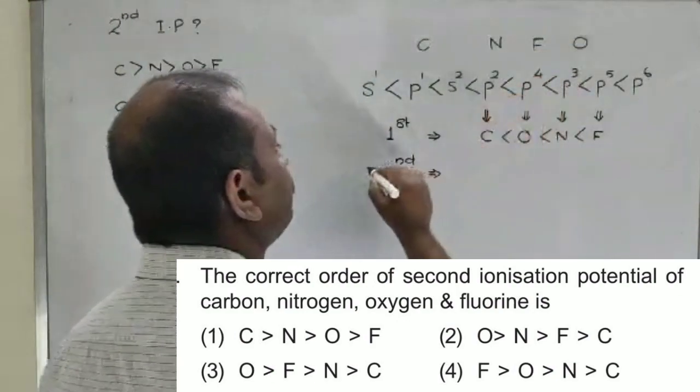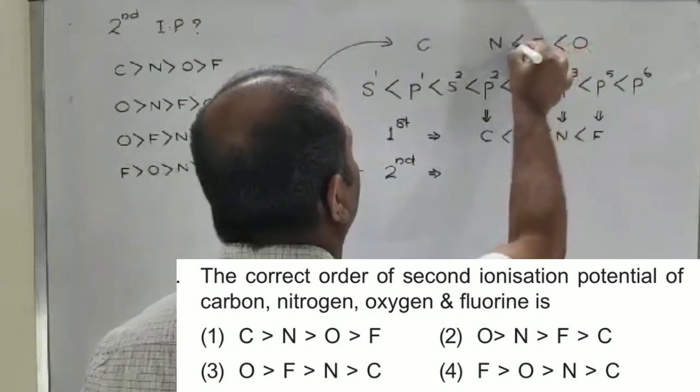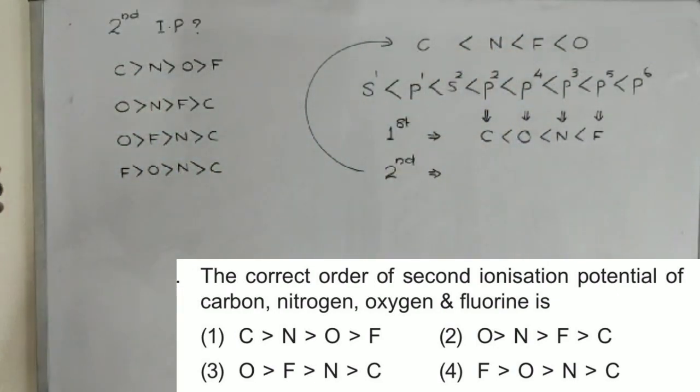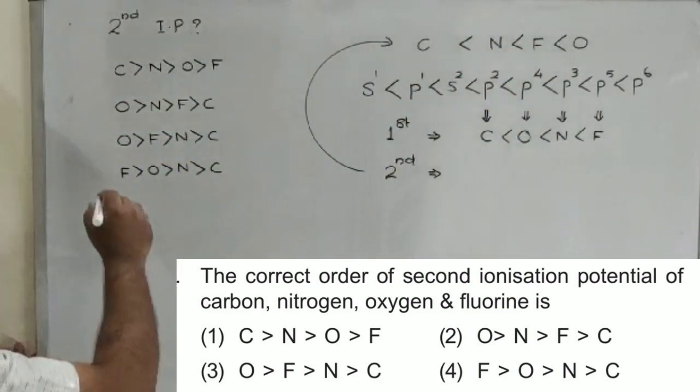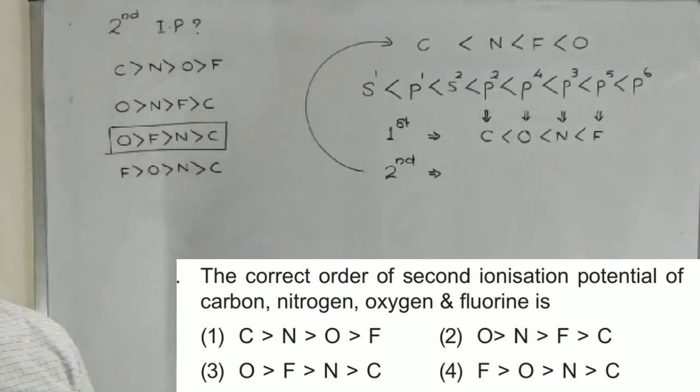So what is the correct sequence of second ionization potential? Oxygen greater than fluorine greater than nitrogen greater than carbon. So which one is the right answer? You can see option 3 will be coming as your right answer.